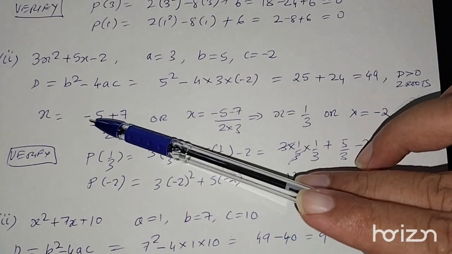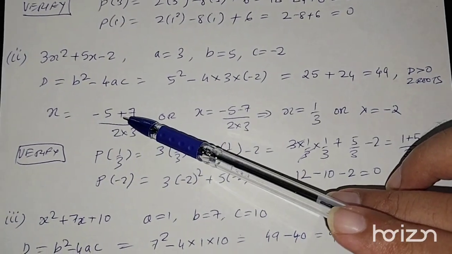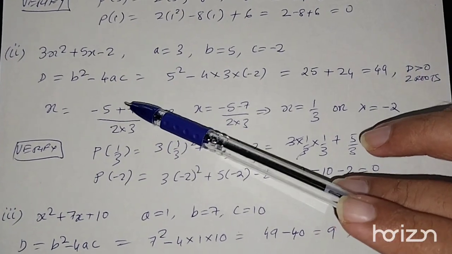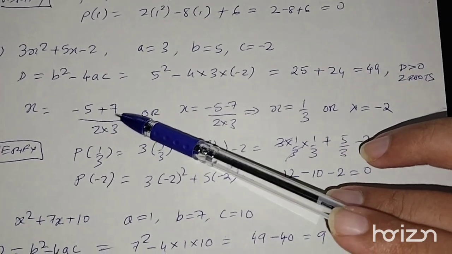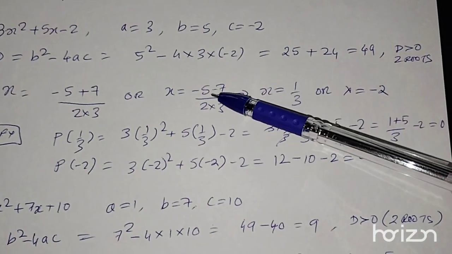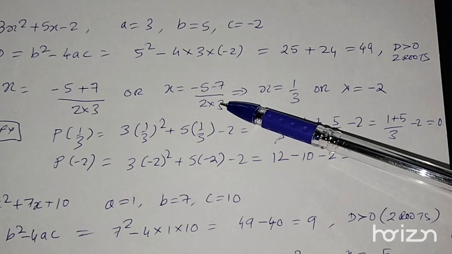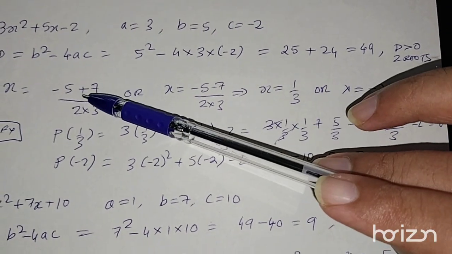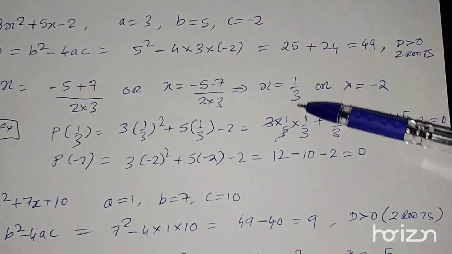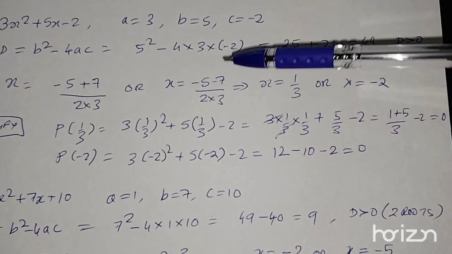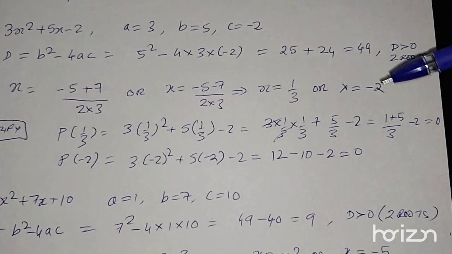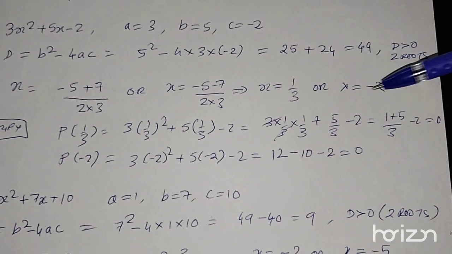So what are the roots? Minus b plus square root of D. What is square root of D? Square root of 49, which is 7. Minus b plus square root of D divided by 2a. What is a? 3. So 2 3s are 6. Or minus b minus square root of D divided by 2a. So here you can see that 7 minus 5 you'll get 2 and 2 will cancel. You'll be left with 1 by 3. Here what you will get? Minus 5 minus 7, which is minus 12. Minus 12 by 6 is minus 2. So x is equal to 1 by 3 or minus 2.